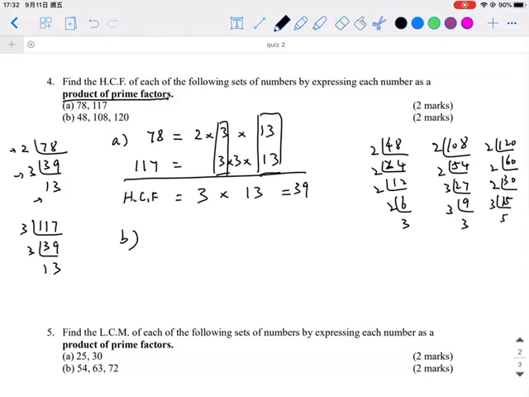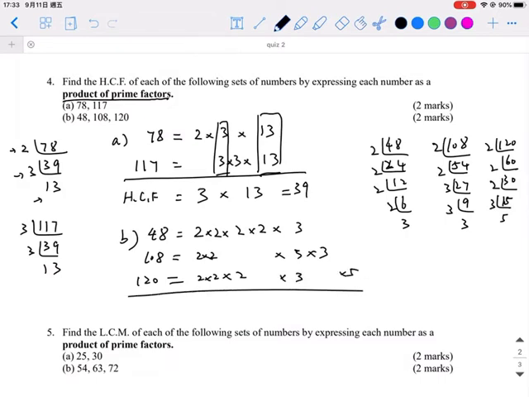So expressed in index notation, the product of prime factors of 48 is 2 times 2 times 2 times 2 times 3, and 108 is 2 times 2, and then times 3 times 3, and 120 is equal to 2 times 2 times 2, and then times 3 and times 5. So their common factors are these, right? So the HCF should be 2 times 2, and the other common factor is 3, so it's multiplied by 3, which is equal to 12.